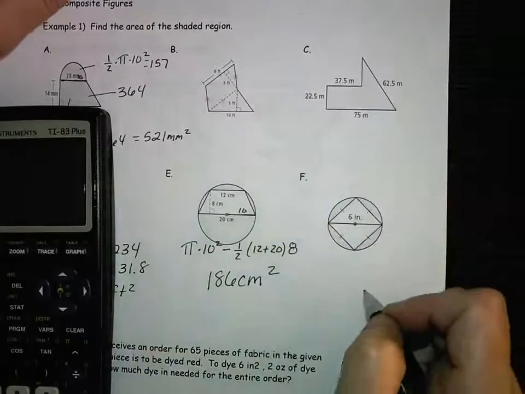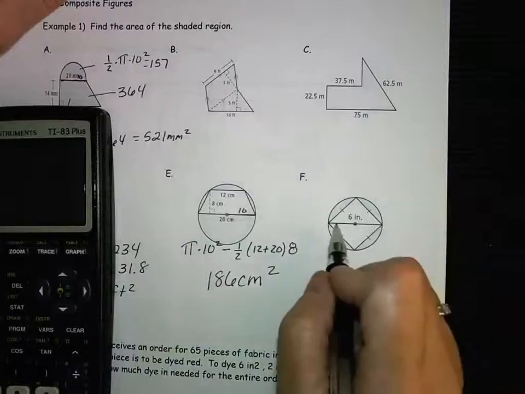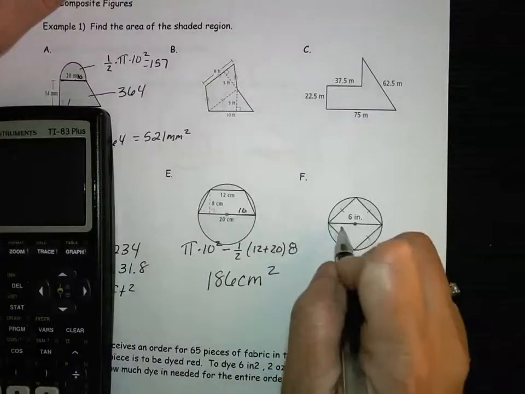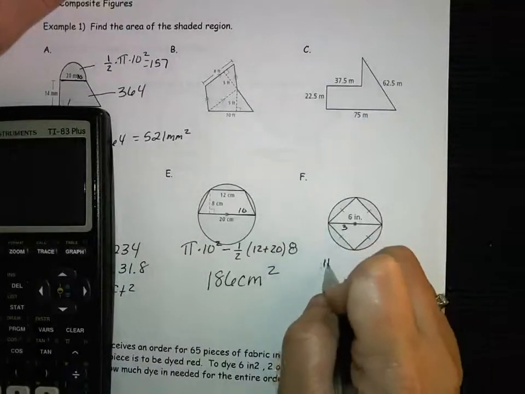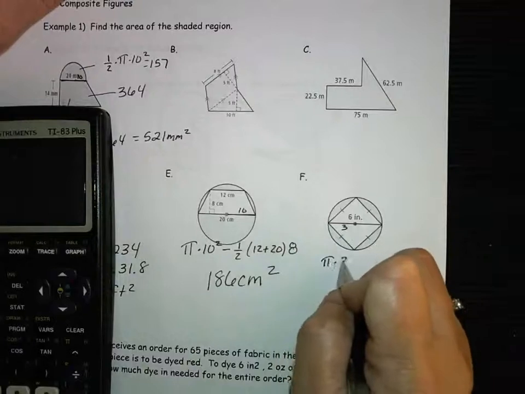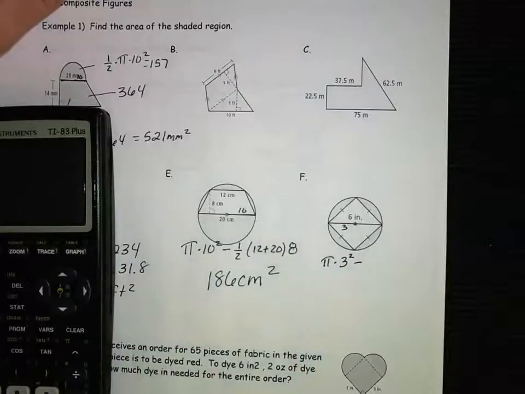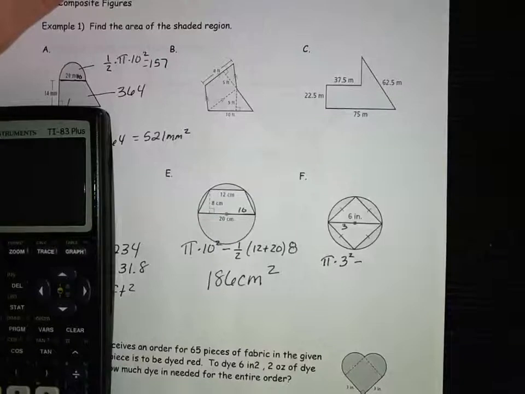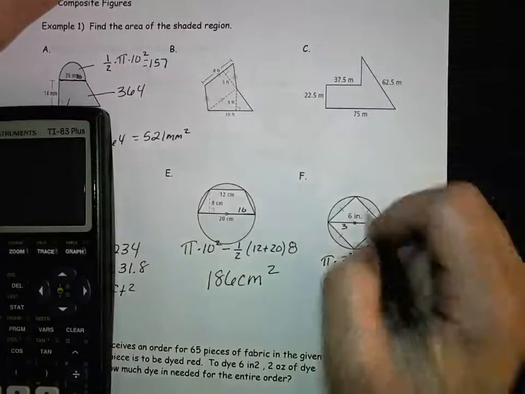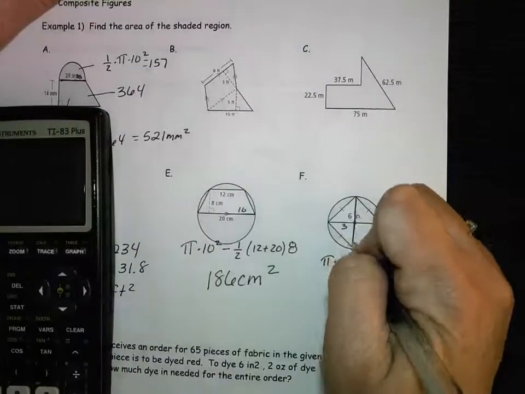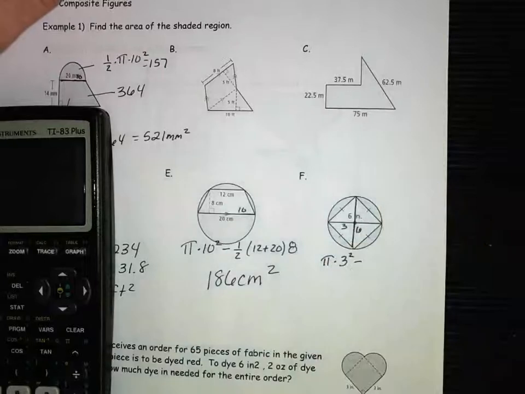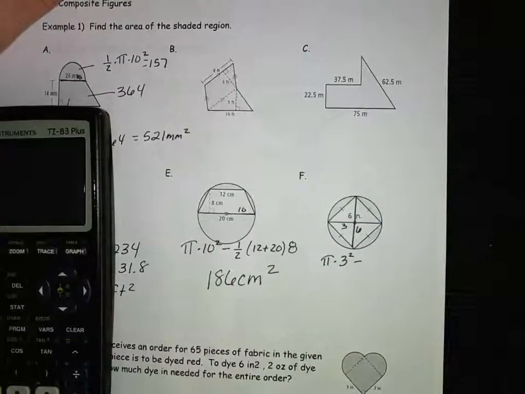Letter F. If this is the diameter, the radius will be 3. So pi times 3 squared. That's the area of the whole circle. And I'm going to do something different to find the area of the square. In a square, your diagonals are congruent. So that means this diagonal is also 6. And a square is a rhombus.